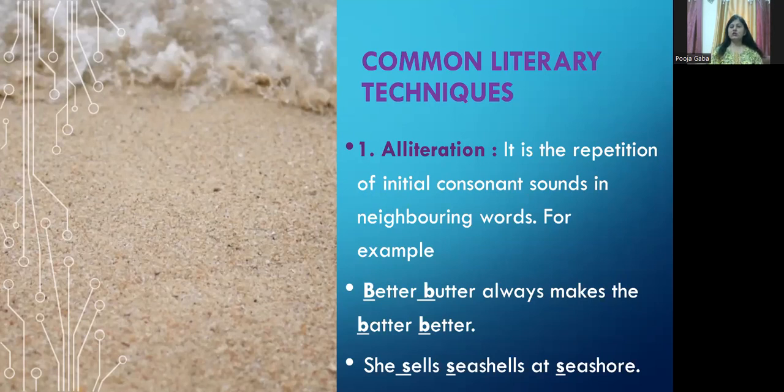See another example: she sells seashells at the seashore. Here also we have a repetition of the consonant sound s: sells, seashells and seashore, and this is again in the same sentence only. So here also we will say this is an example of alliteration. Now let's move on to the next one.